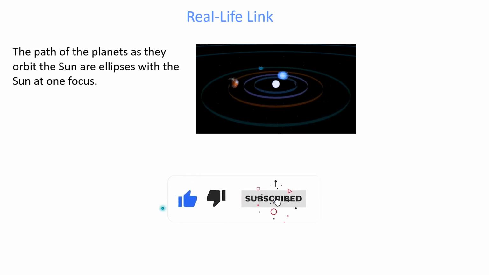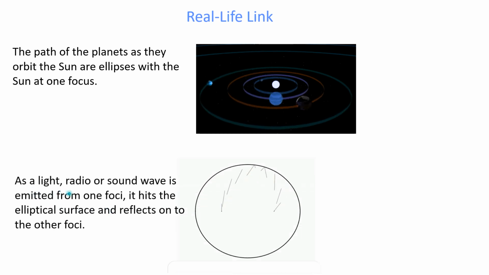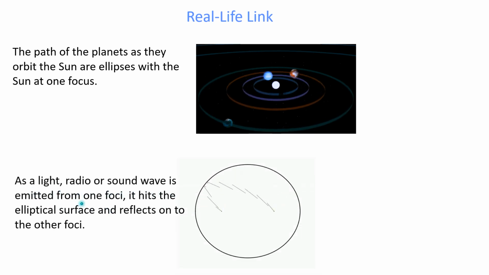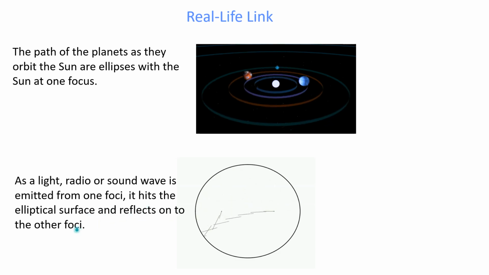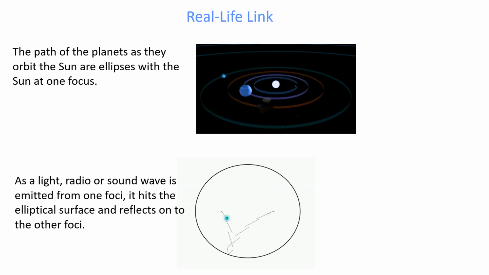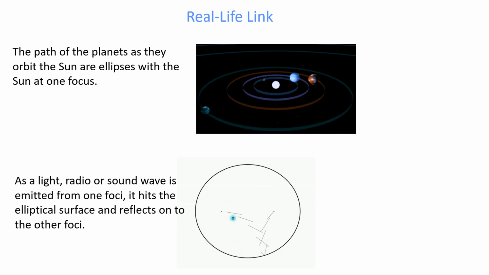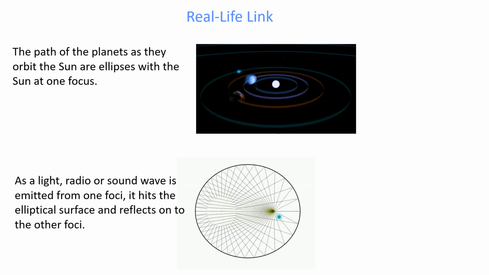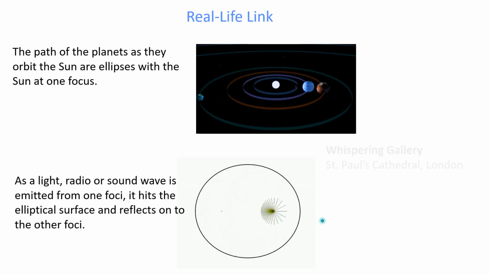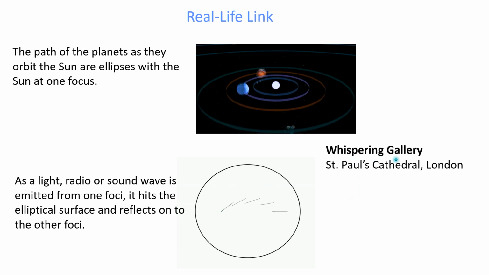Now, an amazing property of the ellipse is as the light, radio or sound wave is emitted from one focus, it hits the elliptical surface and reflects onto the other focus. So you can see this focus emitting a wave and it reflects off the elliptical surface and back onto the other focus.